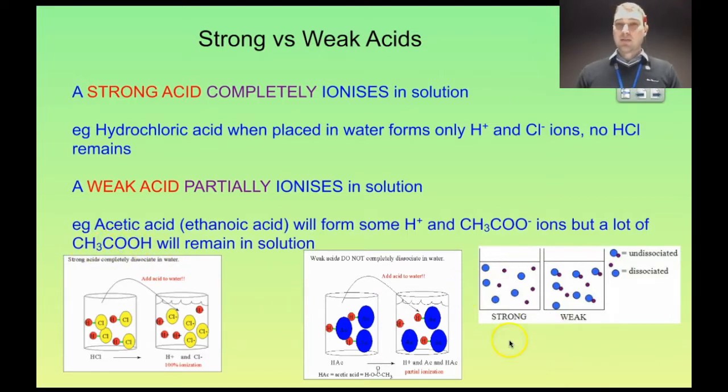So let's have a look at some pictures here showing this. Here's our strong acid. We can see complete dissociation between the positive and the negative ion. If we look at our weak acid, we can see some of the acid is still stuck together. We have a few of the acid molecules which are broken up, but not many. So that's the difference between a strong and weak acid. A strong acid will completely ionize in solution, whereas weak acids will only partially ionize in solution.